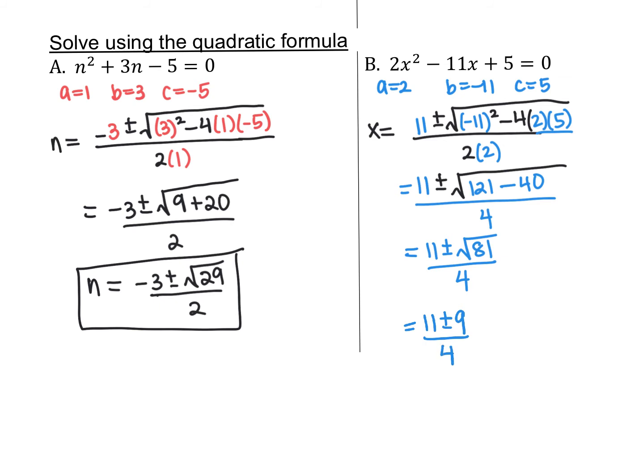Okay, so now I need to consider my two scenarios here. The first one is I might have 11 plus 9 divided by 4, which would be 20 divided by 4, which is 5. So one of my answers is 5. Now since it's 11 plus or minus 9, I already did plus 9. Now if I do 11 minus 9 over 4, I get 2/4. If I simplify 2/4 by dividing the numerator and denominator by 2, I end up with 1/2. So my answers were 5 and 1/2, and the answers are rational because the square root of 81 was rational.